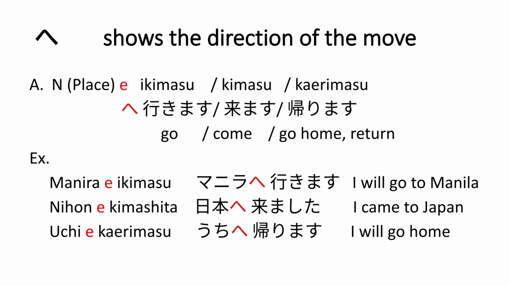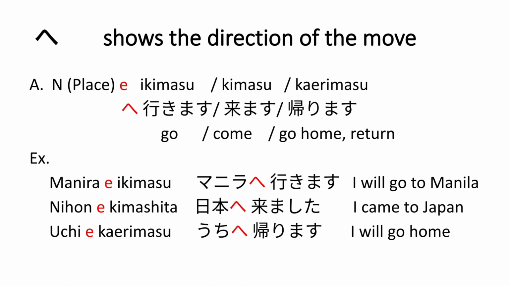And after that, we have Nihon e kimashita. So where is the direction? To Japan. Okay, I came to Japan. That is the direction. The verb which indicates the movement is the verb came, or kimashita. And on our third example sentence, we have Uchi e kairimasu. I will go home. So the direction of the move is home. Okay, go home. So we have the kairimasu verb that indicates movement.